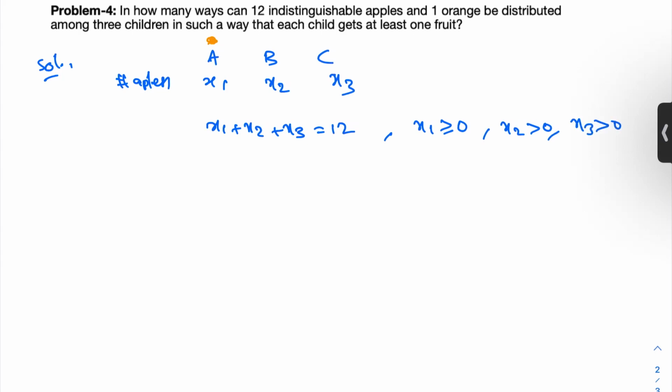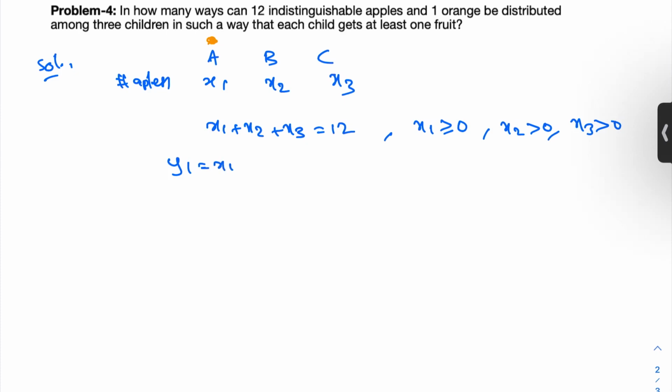For the same reason. Now we have to find the integer solutions for this equation x1 plus x2 plus x3 equals 12, where x1 is non-negative, x2 positive, x3 positive. But we have a formula for non-negative integer solutions or positive integer solutions. That's why we need to convert this equation into either the form of positive integer solutions or non-negative integer solutions. So let me take the transformation here.